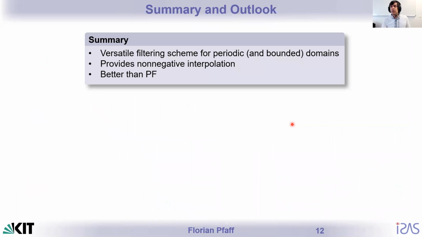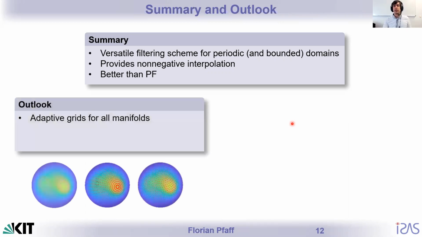So let's get to my summary. This is a quite versatile filtering scheme that you can apply to periodic domains and also bounded. That's actually where it really has its origin, grid filtering. It's also known by the name histogram filtering. That's a histogram in 1D. And I told you how you can get a non-negative interpolation to have a really smooth and nice density out of it. And in all of the scenarios, which I didn't mention that explicitly, the particle filter is always much slower. So what could be further steps?